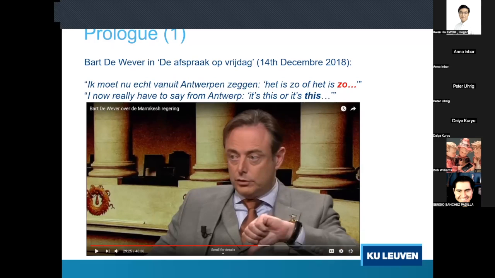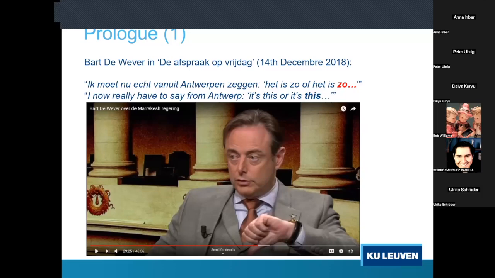I'm showing you these two screenshots to address a common thought, maybe, that we all think the meaning is in the words, right? In the sentences, the expressions we use, and okay, there may be some gesturing and other stuff going on. But if you look at what he's saying, so the wordings, it isn't that much. He only says, I really have to say from Antwerp, it's this or it's this. If you do not have visual access to the signs, the thumbs up or thumbs down, you do not really know what he's saying. So this is one example to show you that we really need this multimodal approach.